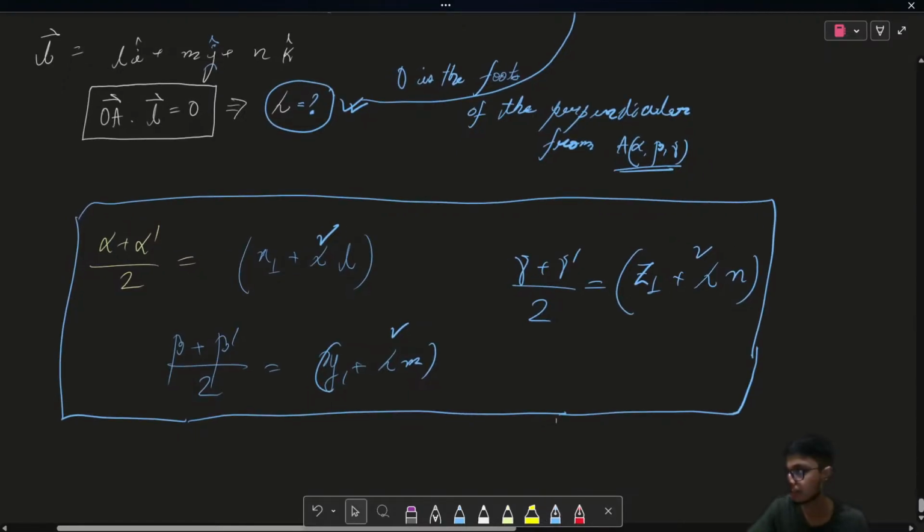I hope this is clear to all of you. Is this part clear? Please let me know in the live chat, is this clear or not?